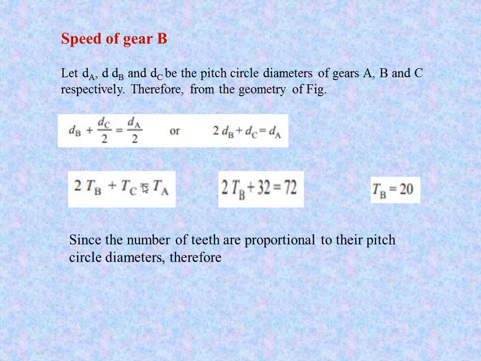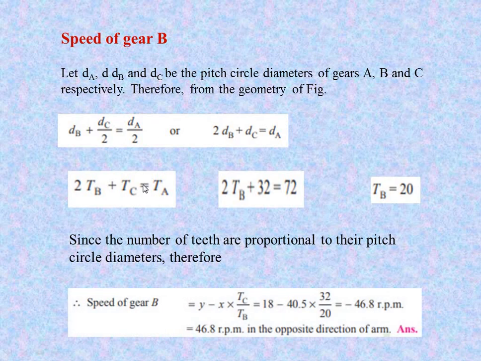Since the number of teeth are proportional to their pitch circle diameters, the speed of gear B is equal to Y minus X into TC by TB. We put the value of Y, that is 18, minus the value of X, that is 40.5, into TC equal to 32 and TB equal to 20. So we directly get minus 46.8 rpm. That means 46.8 rpm in the direction opposite to the arm, that is the clockwise direction. The problem is solved.